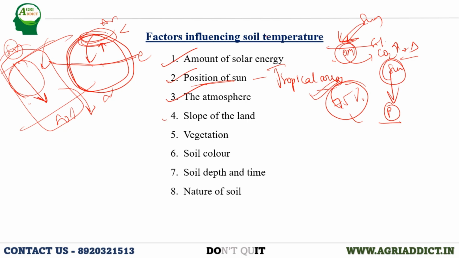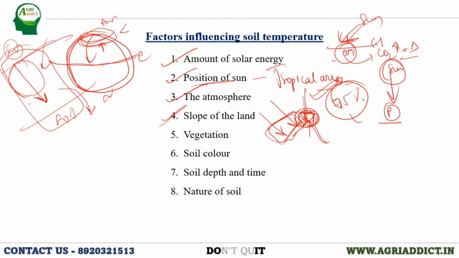Next is slope of the land. We all know the surface at right angles to the sun receives more heat. See, if it is sloping land, when the sun rays are falling like this, the energy that is falling on the surface is getting distributed over a large surface area. But if it is falling like this, at right angles, it is confined to a single surface, so it is getting heated up more compared to the sloping lands.